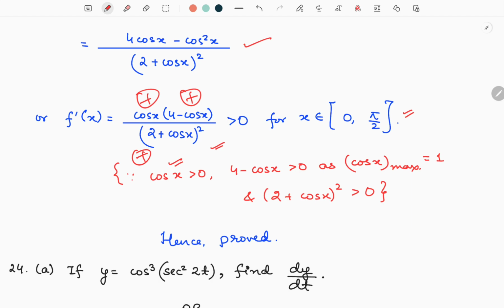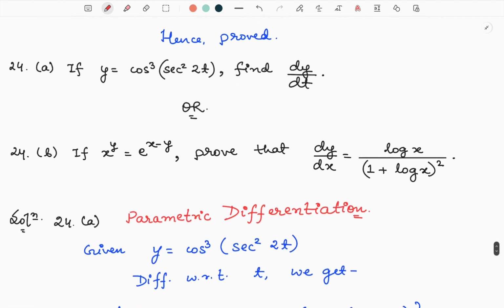Let's come to question number 24. Question number 24 is asked from the chapter of continuity and differentiability. Again, there are two options. In these two options, 24a is asking that if y is equal to cos cube bracket sec square 2t, we are asked to find dy by dt. So let's solve the first question.